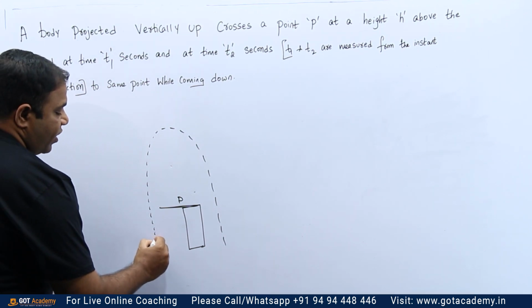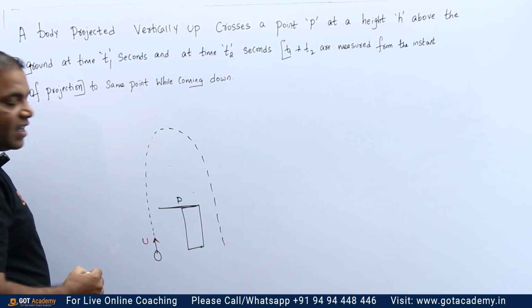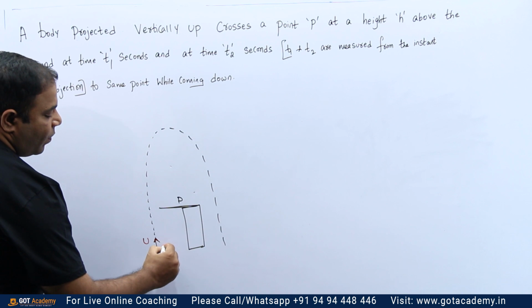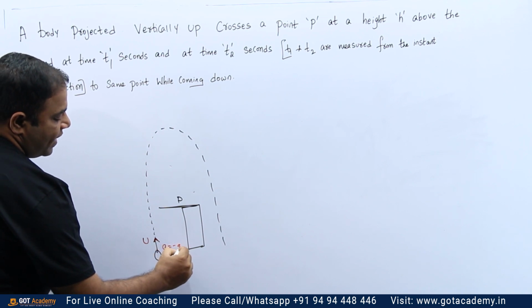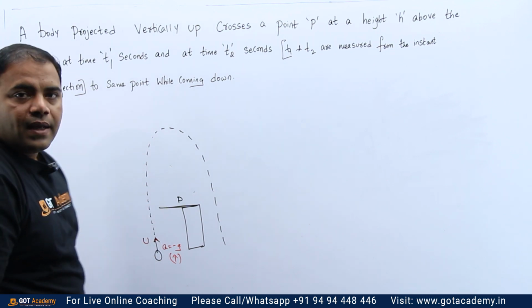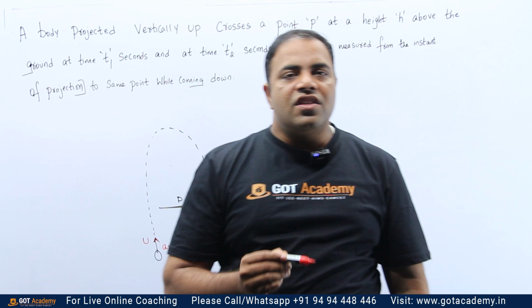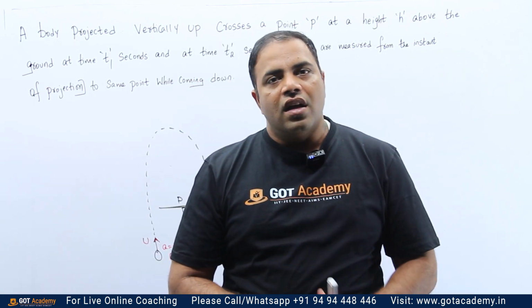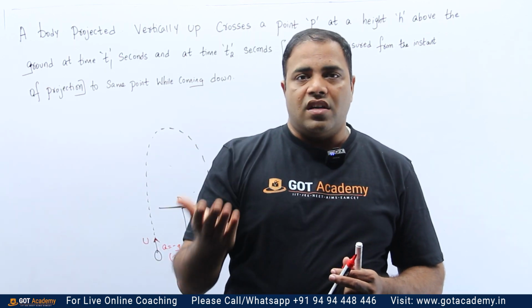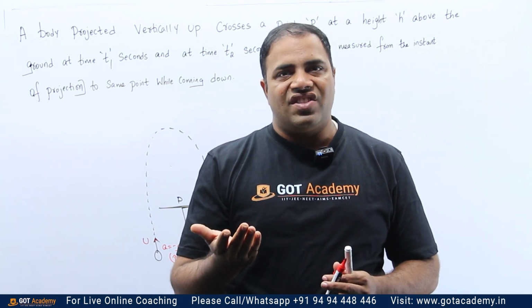Initially when you are throwing the body in upward direction, let me consider the initial velocity as U. Since it is going in upward direction, acceleration will be equal to minus g. In upward direction, acceleration due to gravity is minus g. In downward direction, the same acceleration due to gravity is plus g. So here you are throwing in upward direction, against the acceleration due to gravity, that is minus g.